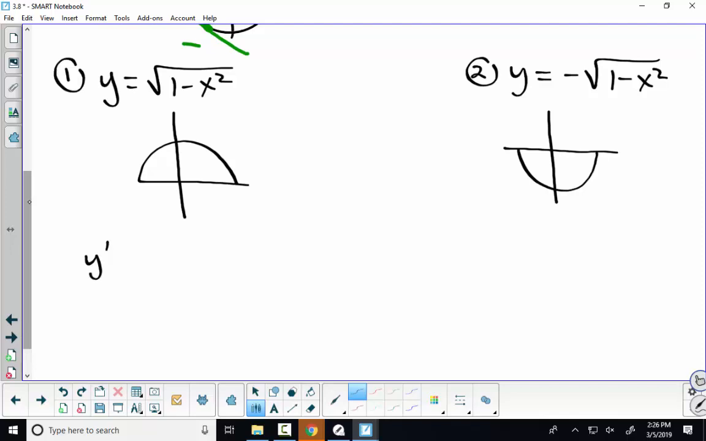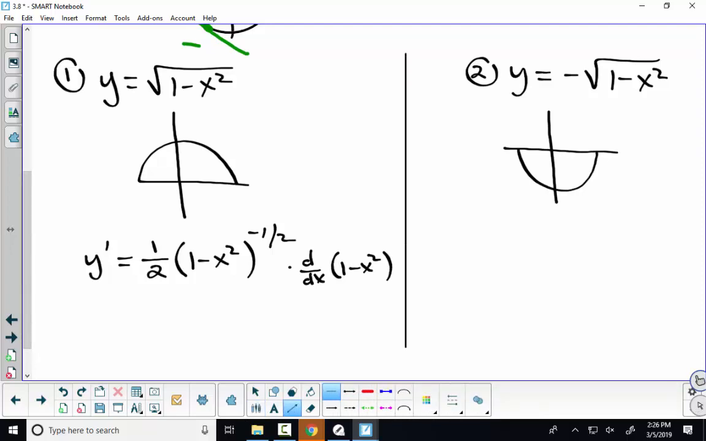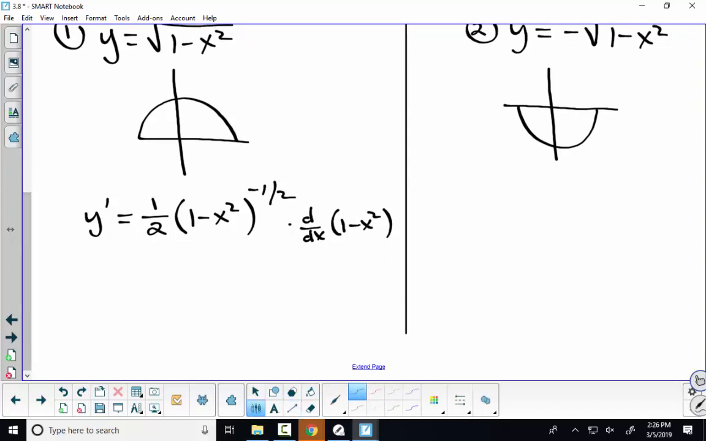So the derivative of y here, we take the derivative of the outside and leave the inside alone. And then we multiply that by the derivative of the inside. So that's our chain rule. We have 1/2 times 1 minus x squared to the negative 1/2 times the derivative of 1 minus x squared, which is minus 2x.